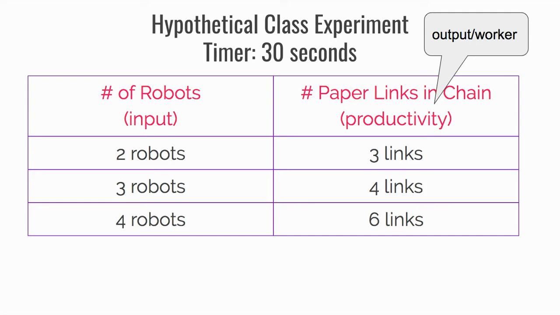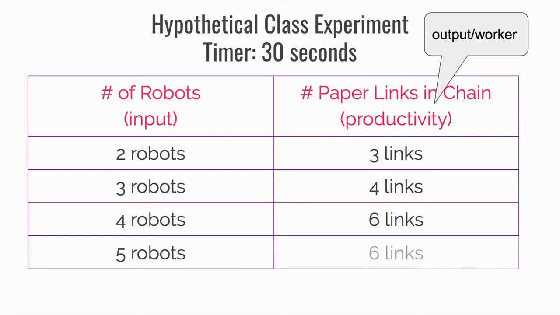Do we need a 5th worker? Well, let's give it a shot. Oh, hey, Alon. Thanks for volunteering. You guys have 30 seconds. Go! Oh, no. Alon doesn't have anything to do. The group stays at 6 links.